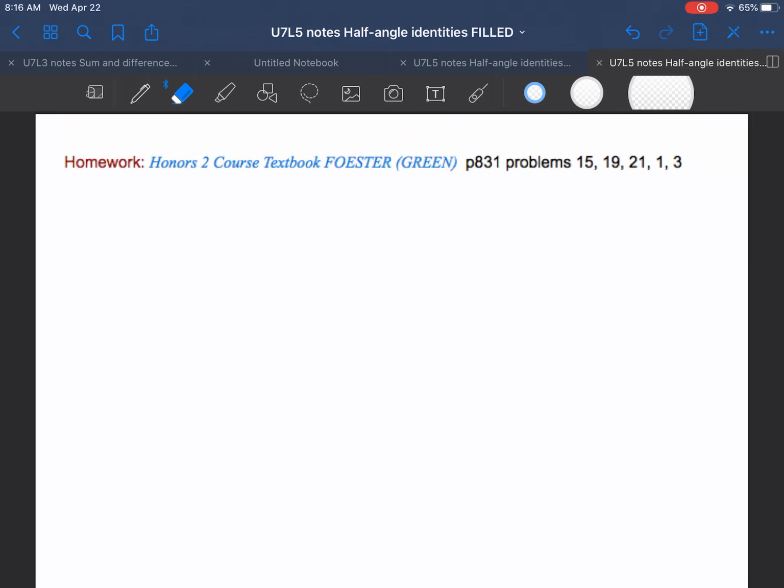Okay. Homework. Should point that out. Homework is out of the old school textbook, page 831. Here are the problems. I think you'll have solutions to all these. If not, I believe we have answers that we'll post.